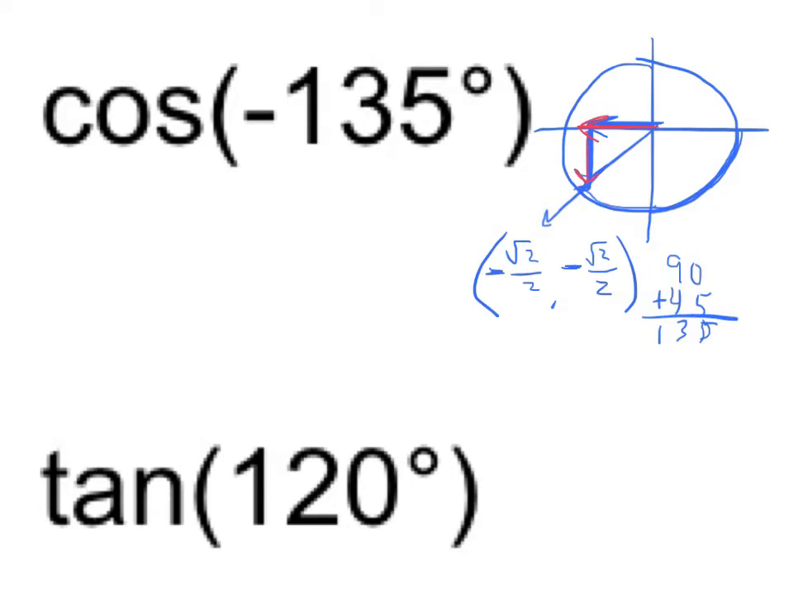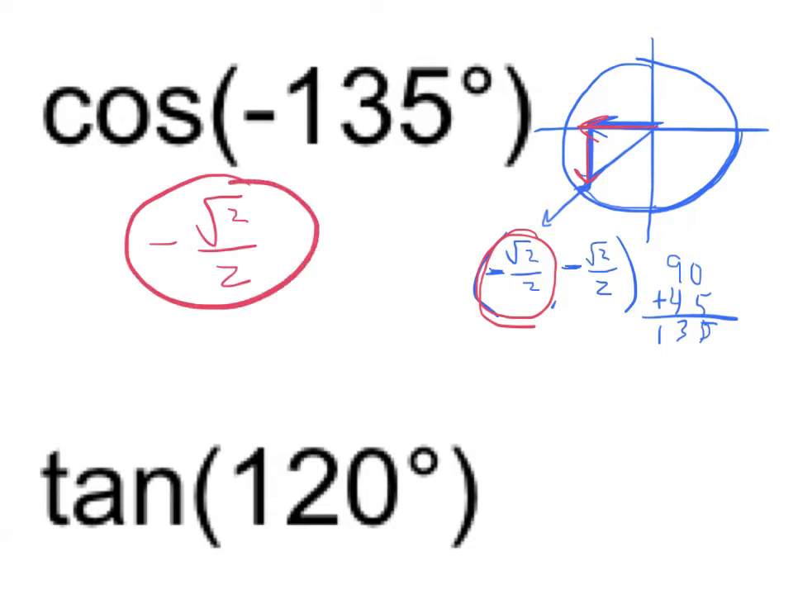The cosine of that, remember that the cosine is supposed to be the x-coordinate, so the cosine of negative 135 degrees is the negative square root of 2 over 2. Yay. Right? This is how all of these unit circle problems work. Like this is how I do these problems.